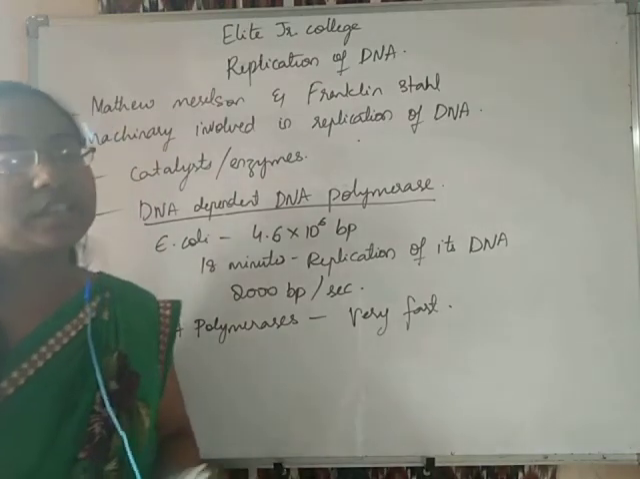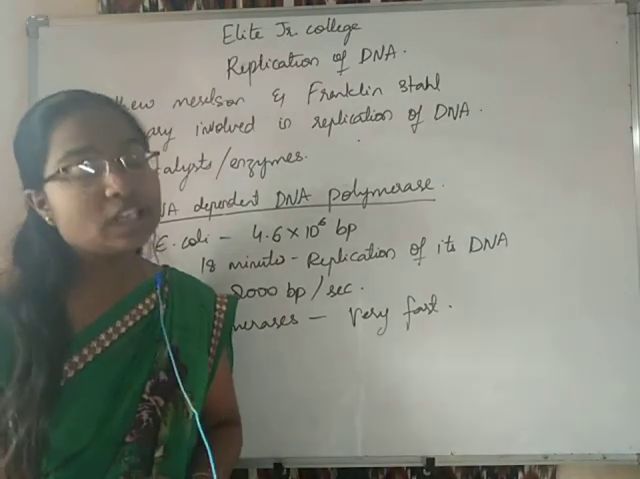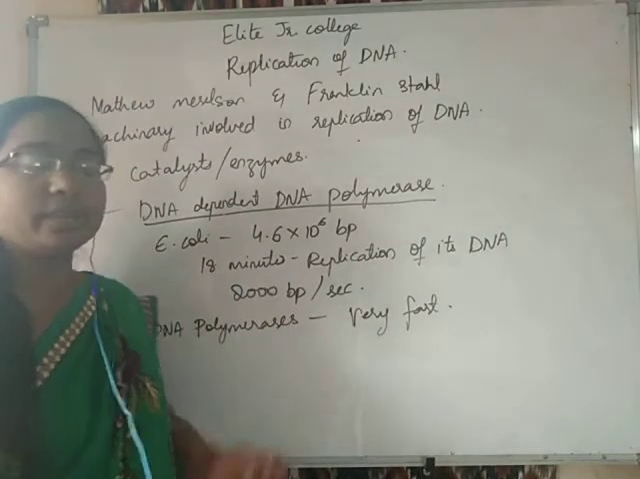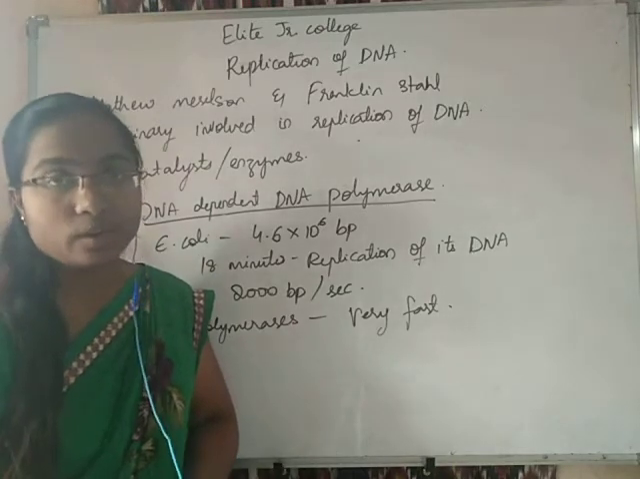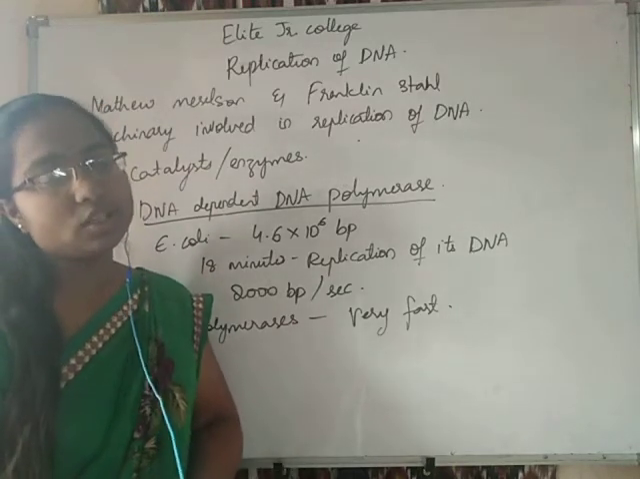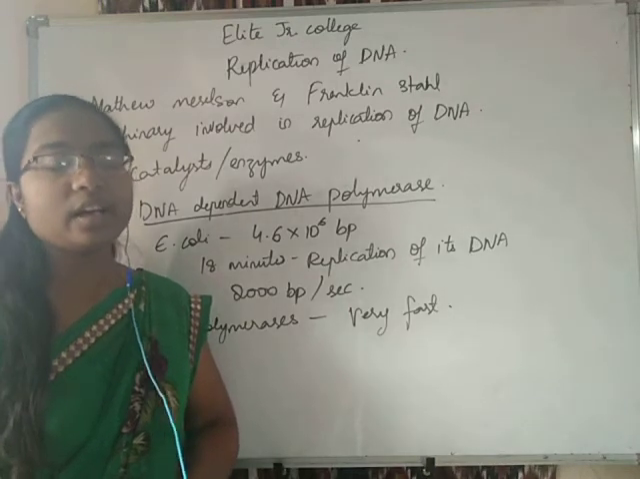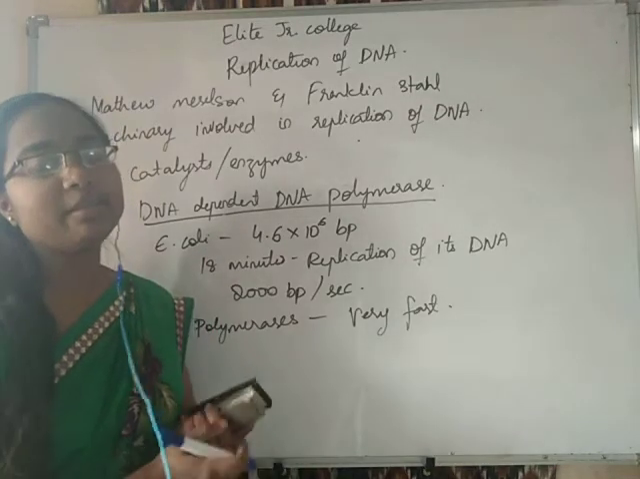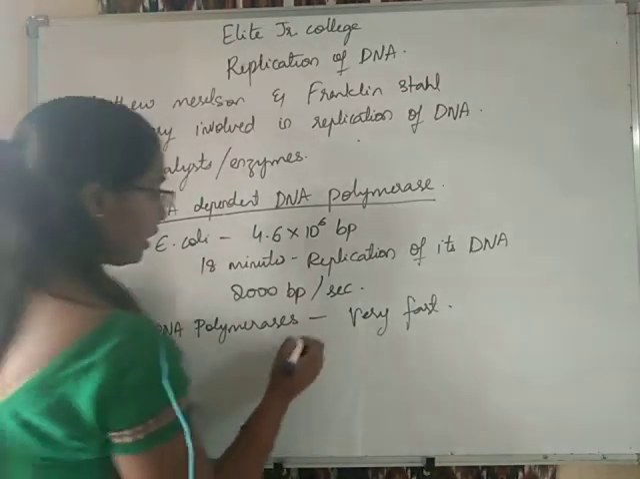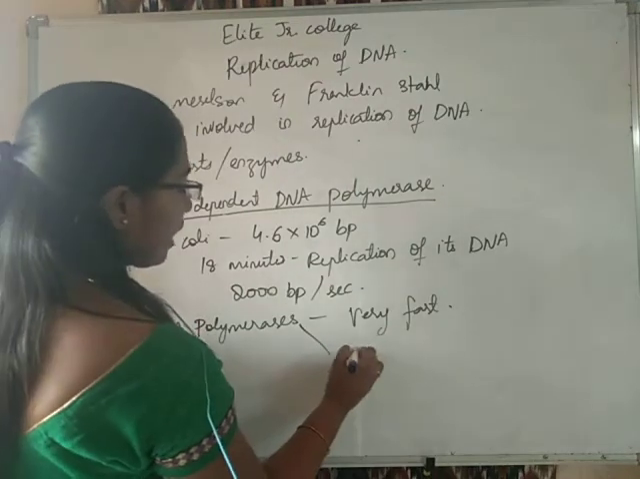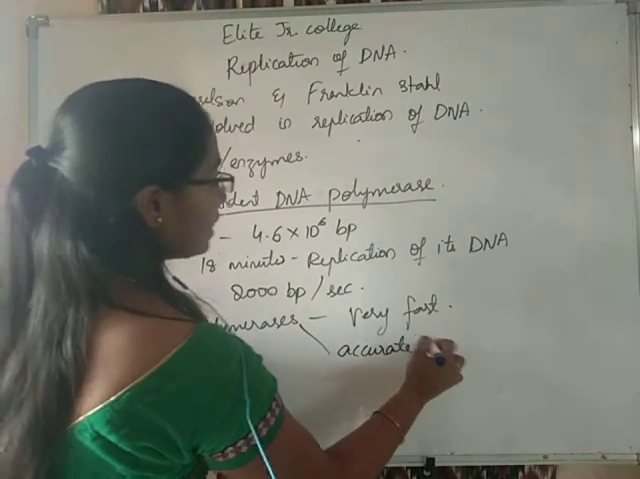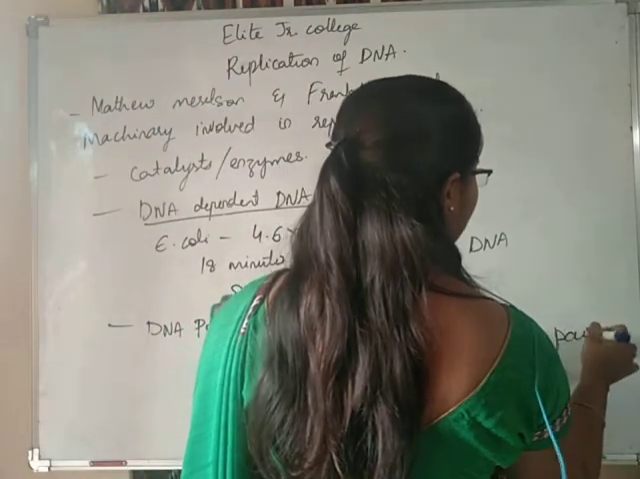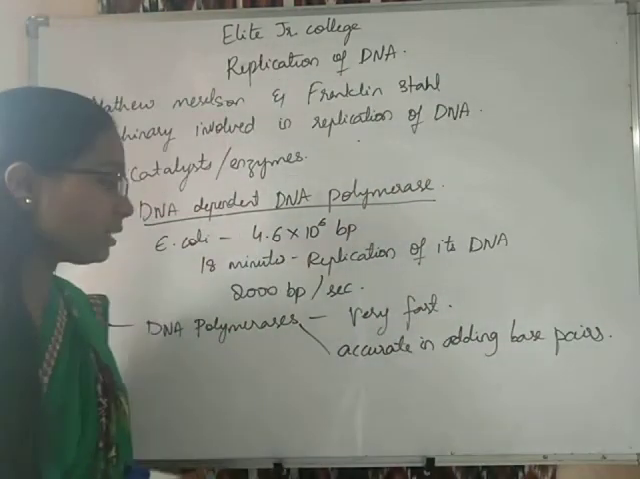Okay. So students, when these polymerases are working with such high speed, 2000 base pairs per second, it's not a small thing, right? When they are working with such a speed, there are chances for mistakes to occur in adding the base pairs. So one more important feature of DNA polymerases is that they have to be very accurate in adding base pairs.